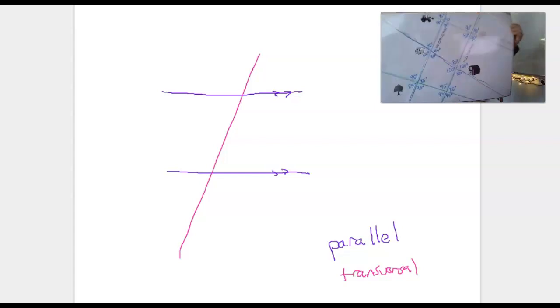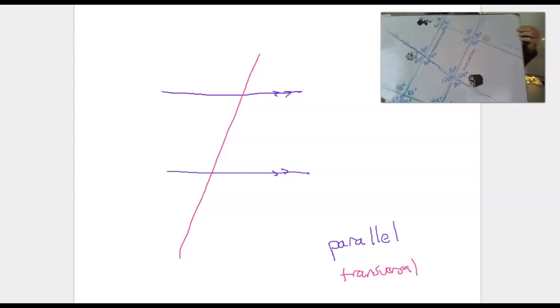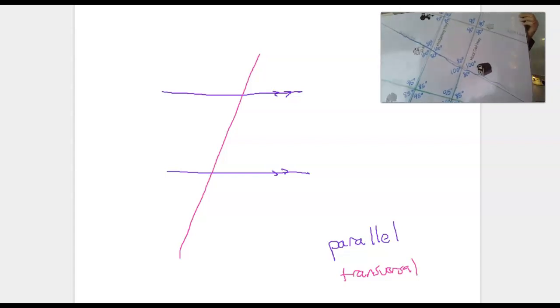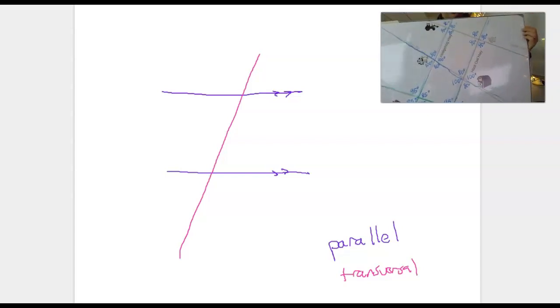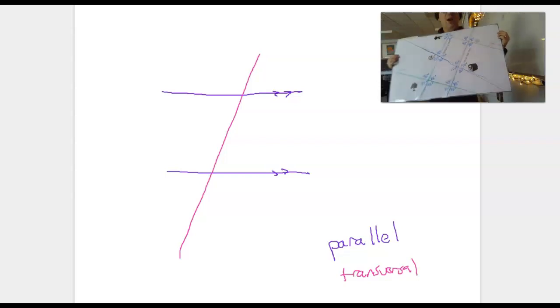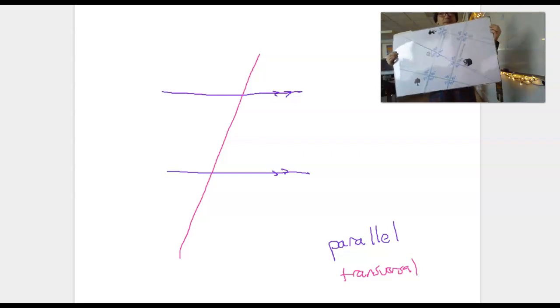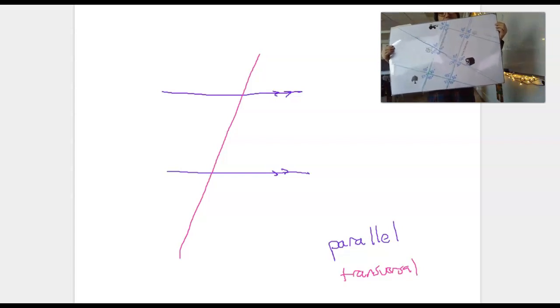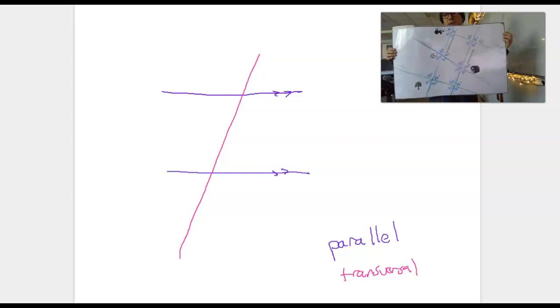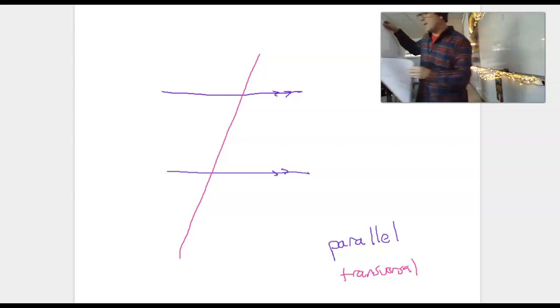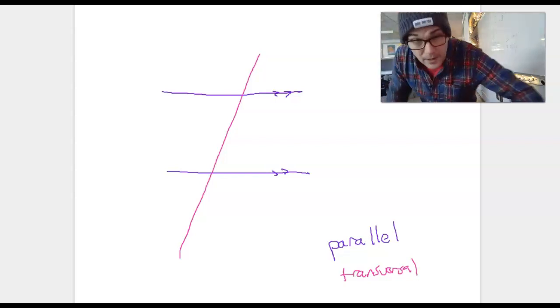So there was a day in class where we looked at a map like this. You can see how this is supposed to look like a road map. And there's roads that are parallel and roads that cross each other. And we put all these angle measurements in here. And I want these purple and pink lines to kind of remind you of that road map a little bit. So think of that pink line as a street that cuts across two purple streets, and those purple streets don't ever meet each other, you know?